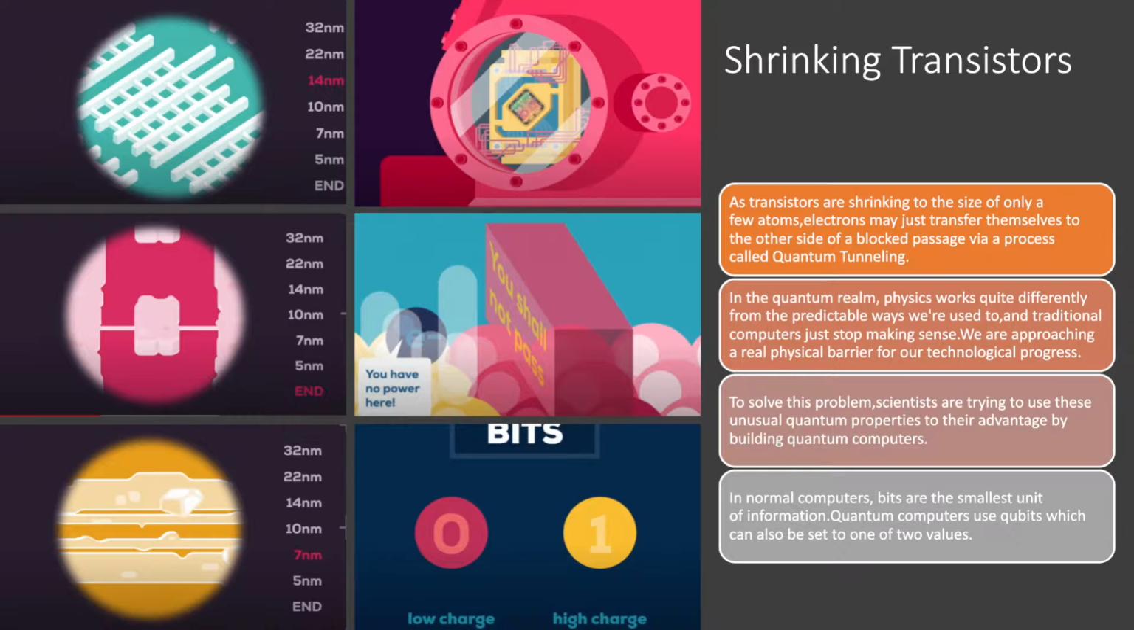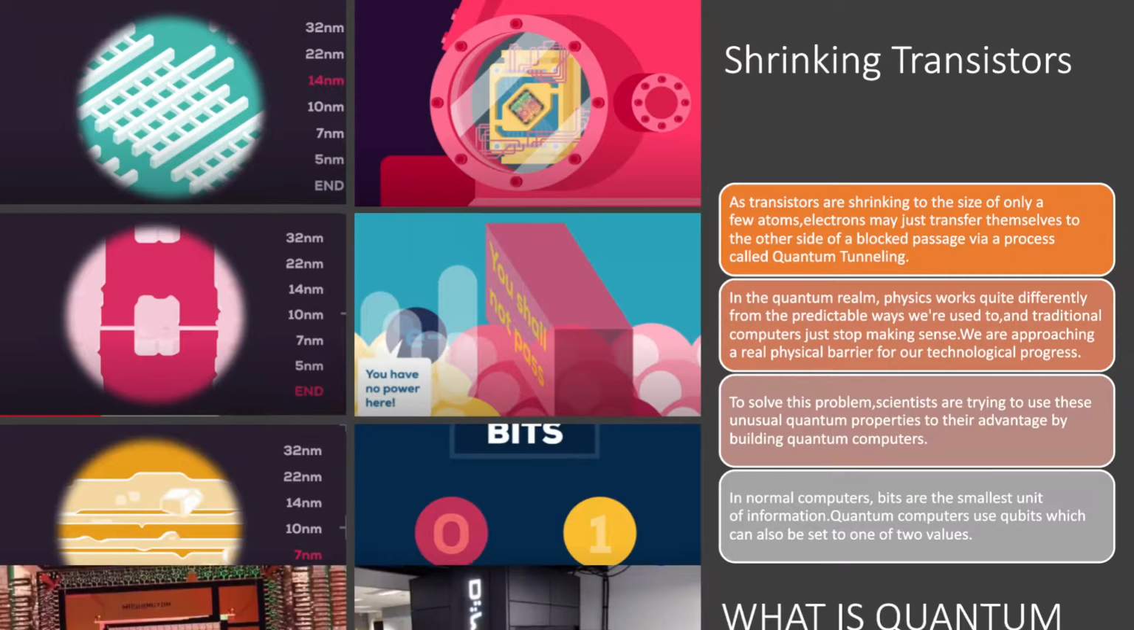In the quantum world, physics operates in a very different way than we are used to, and regular computers just cease working. We are nearing a physical impediment to our technological advancement. To tackle this difficulty, scientists are developing quantum computers that can take advantage of this peculiar quantum feature. Bits are the smallest unit of information in conventional computers. Qubits, which may be adjusted to one of two values, are used in quantum computers.